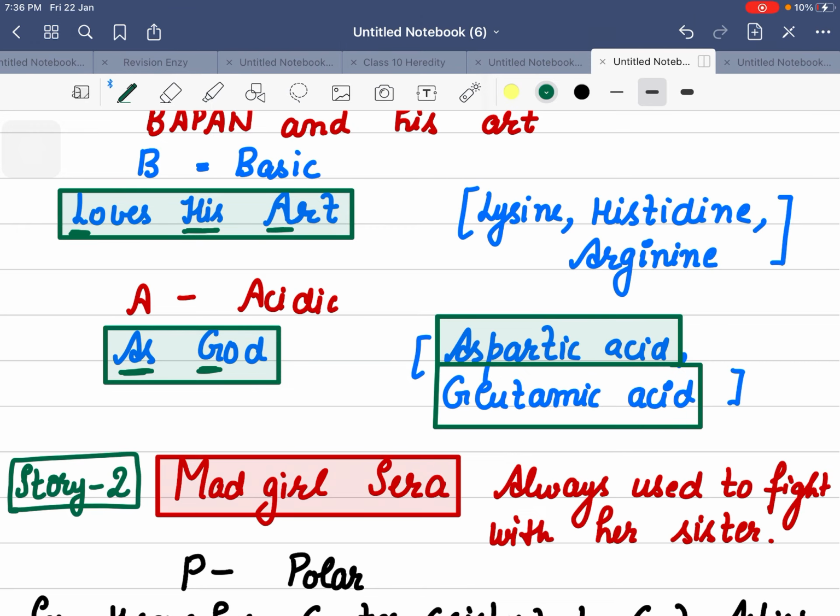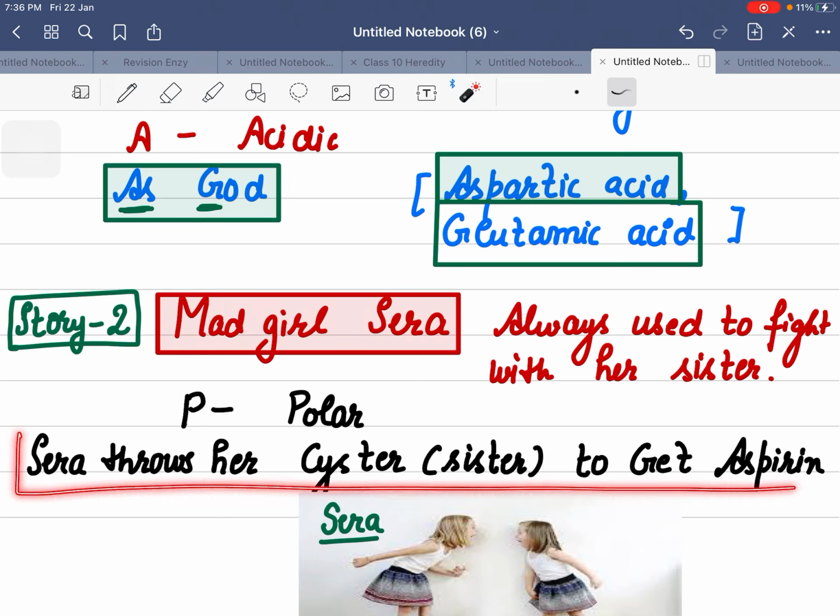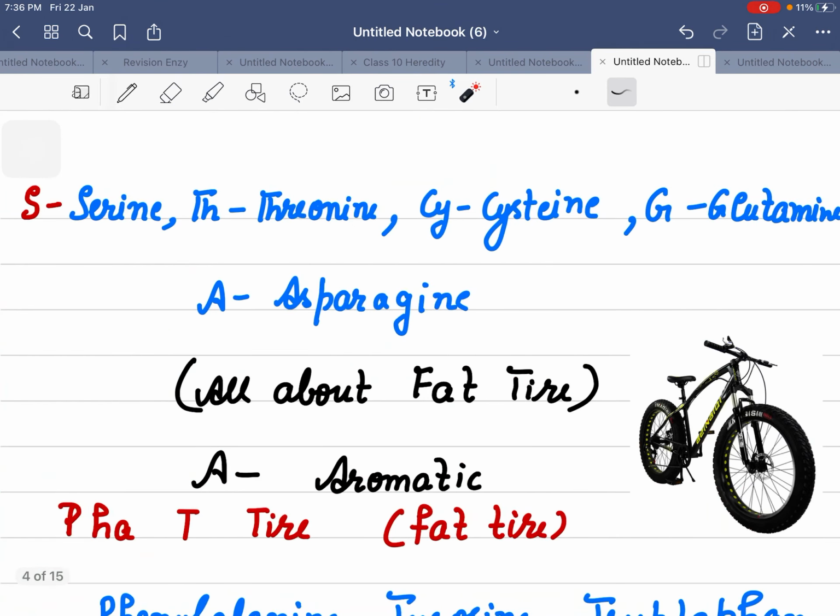sisters. You know, when there are two sisters in a home, they always fight. So we have one girl whose name is Sarah. Mad girl, very fighting girl. She used to fight with her sister. So Sarah throws her sister to get aspirin. This line you have to remember. Sarah throws her sister to get aspirin.